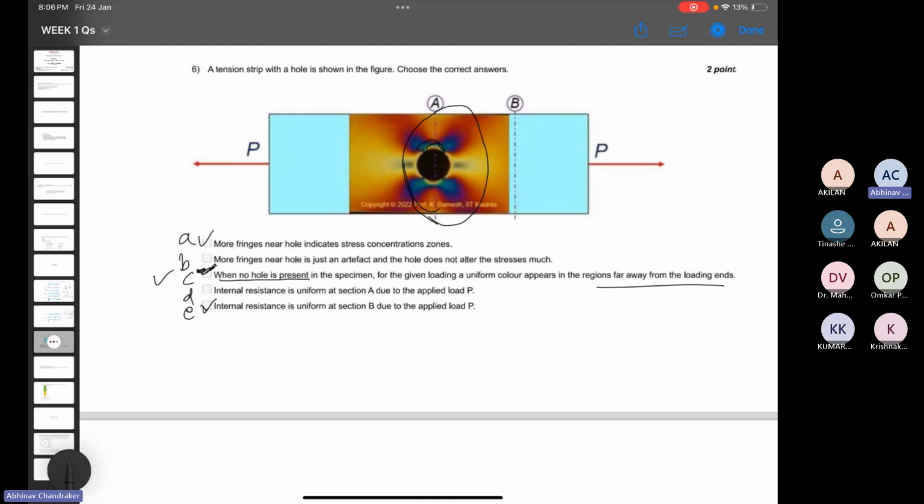In case you have a hole, then you will have stress concentration which will be present away from the loading regions, which is A. But if it's not there, then it's uniform. So C should be correct. If you have any doubts, you can ask.